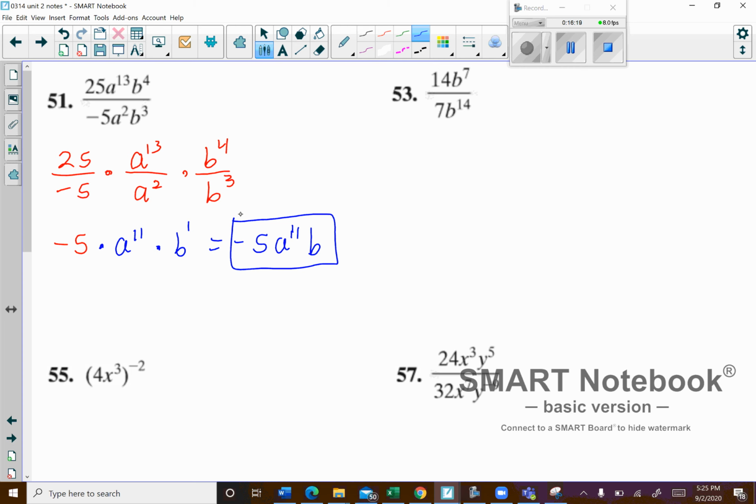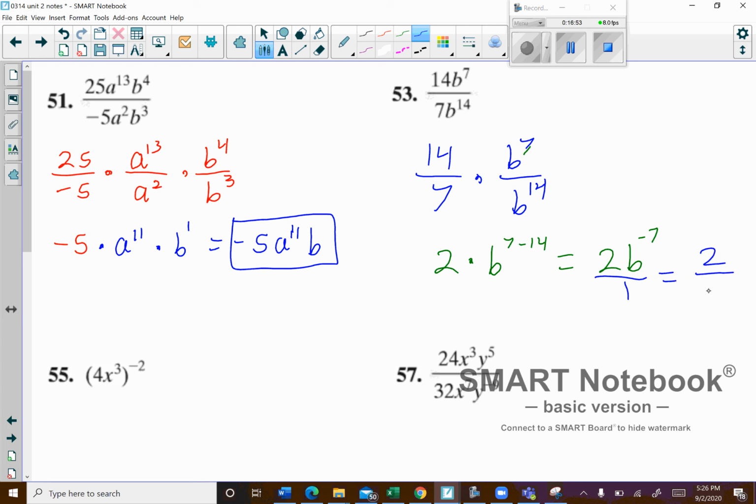Okay, 53, this one looks maybe even a little bit easier. So let's see, 14 over 7 times b to the 7th over b to the 14th. So 14 divided by 7 is 2. Then here, when you subtract the 14, let me show my work. So we're going to have 7 take away 14. So you're actually going to end up with 2b to the negative power of 7. And so then what you're going to do is take the reciprocal of that. Basically, it's going to flip underneath. So you're going to get 2 over b to the power of positive 7.